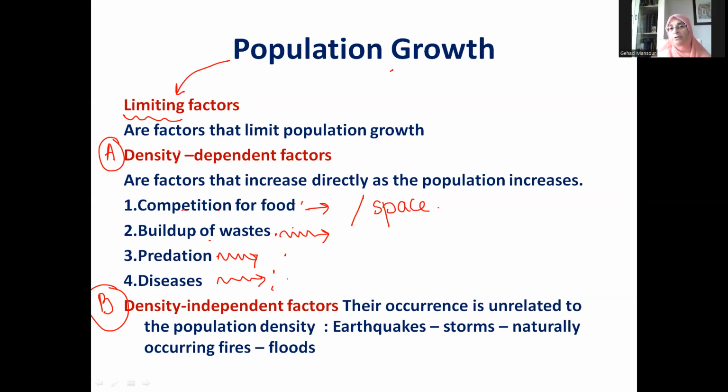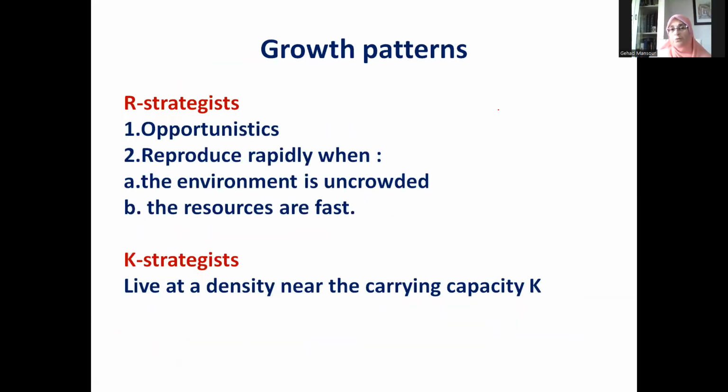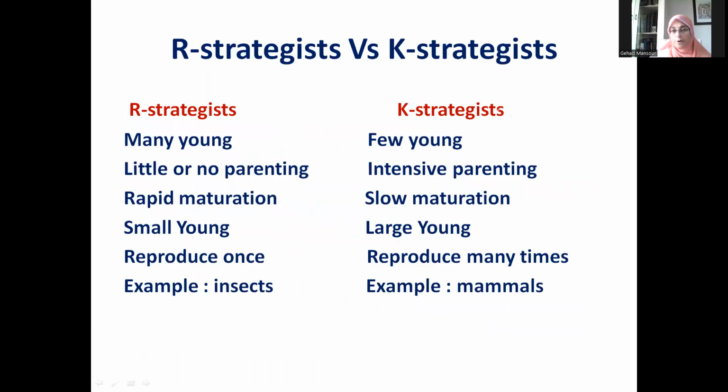There are other factors that limit the growth of the population, but that are not related to the density of that population, like earthquakes, for example, storms, naturally occurring disasters like fires or floods, that will drastically diminish the number of the population, and it's totally unrelated to the density of the population.